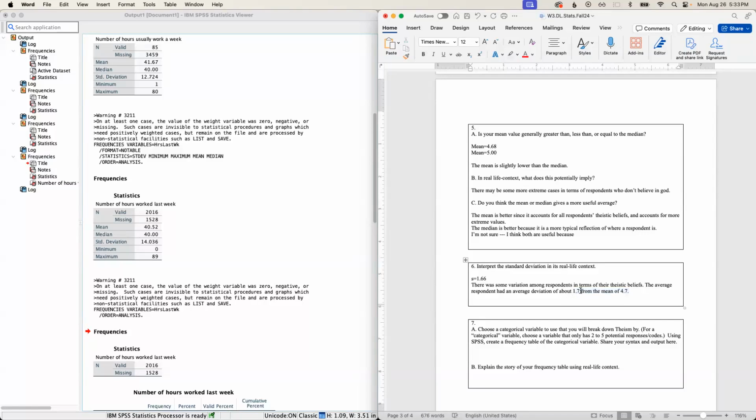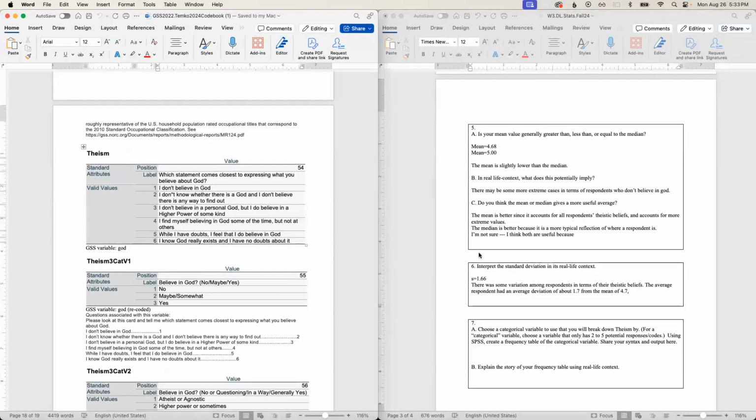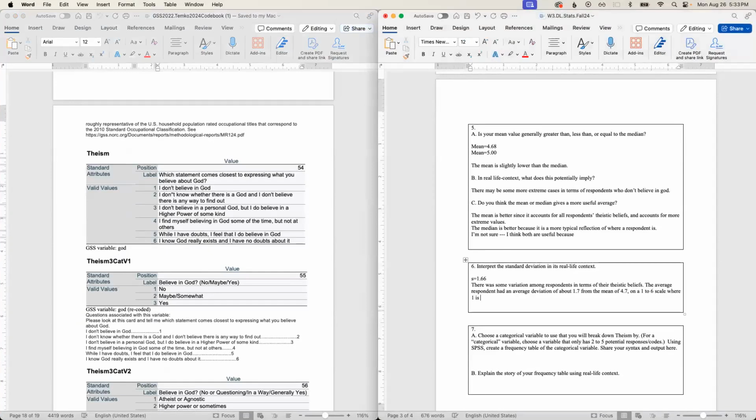So this is going to be a little bit more difficult to explain. And so the way I'm going to do it is just explain what this is on a 1 to 6 scale, where 1 is atheism and 6 is unquestioning belief in God. Okay.